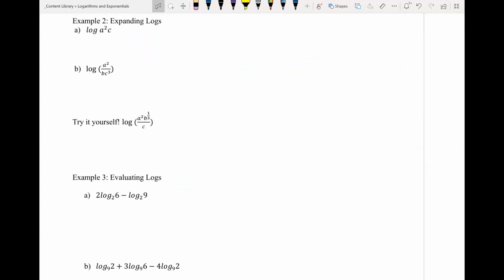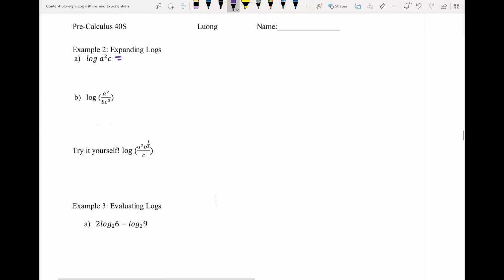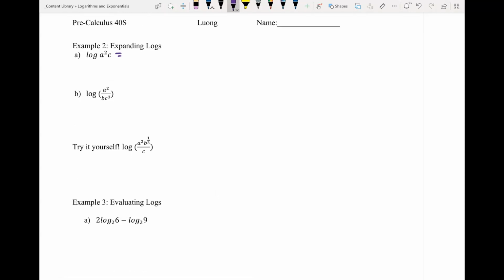Moving on to the next example, we are going to expand logarithms now, so we're going to do the other way around. So I'm just going to separate them first using our product law. I'm going to split this a squared and the c because they're multiplying by each other right now. So this is log a squared plus log c. And then I'm going to use the power law and bring the 2 in front of our log. So 2 log a coming from our power law plus log c.